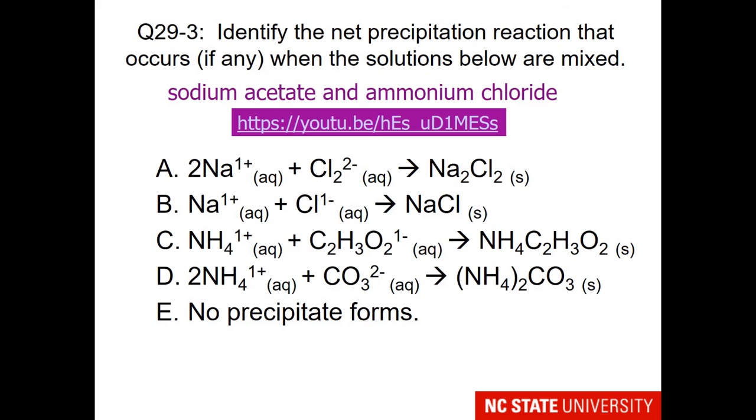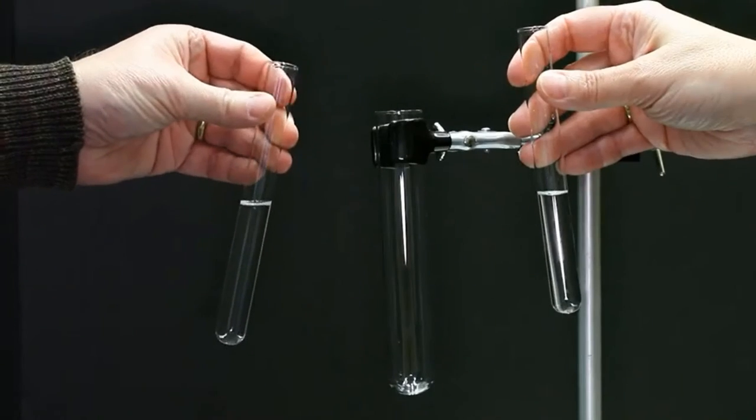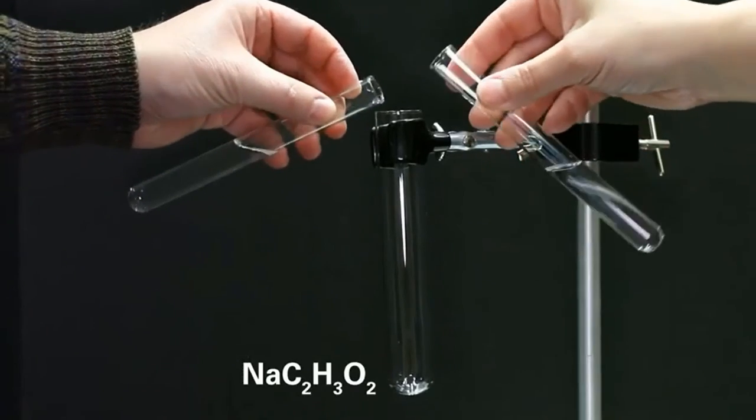How about sodium acetate and ammonium chloride? Of course, please pause and think about the answer before proceeding to the reaction part of the video. On the left is sodium acetate, and on the right is ammonium chloride.